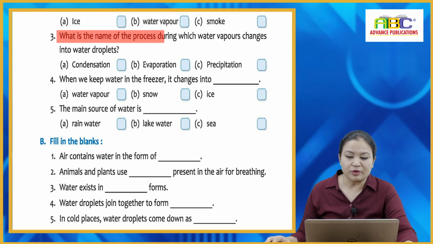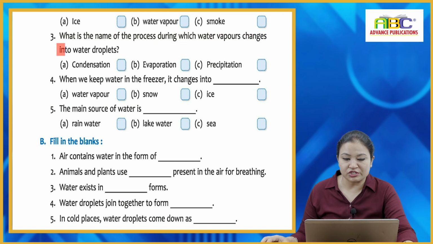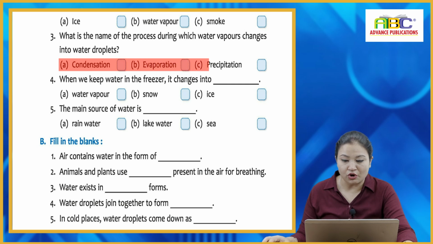What is the name of the process during which water vapors change into water droplets? Option A, condensation. Option B, evaporation, or option C, precipitation. So the process is called condensation.